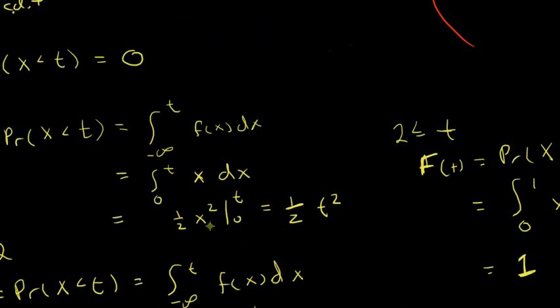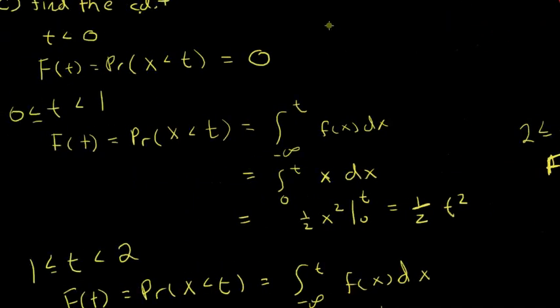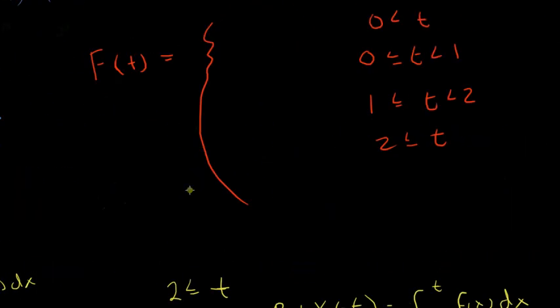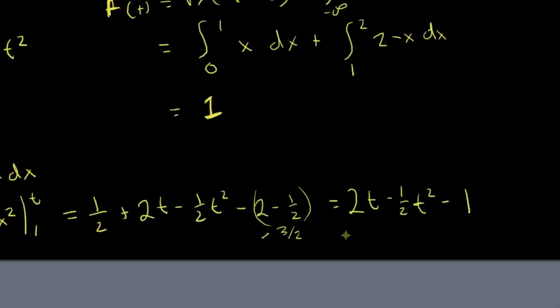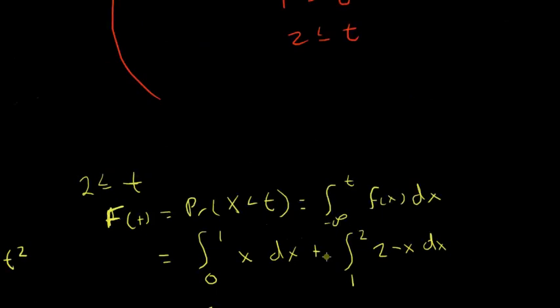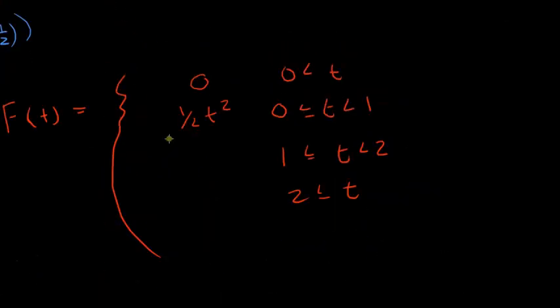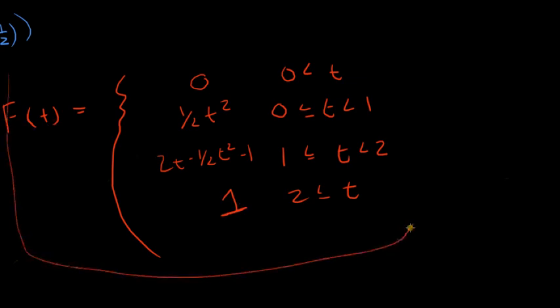So let's see, first one is 0, right? Less than 0, 0. Next one is 1/2 t squared, so let me go and write that down. So here it's 0, then it's 1/2 t squared. Okay, this one, I need to memorize it, so it'd be 2t minus 1/2 t squared minus 1. Okay, and then last one, it was 1. Okay, and this would be your CDF function.